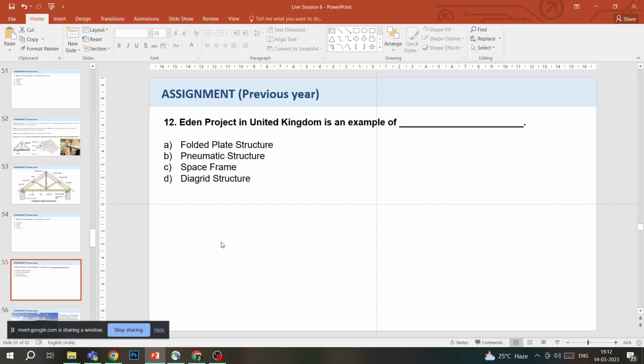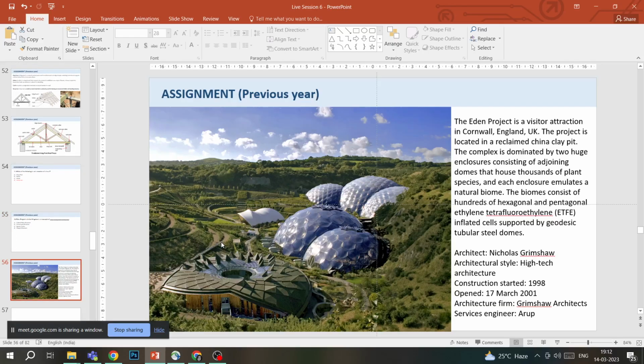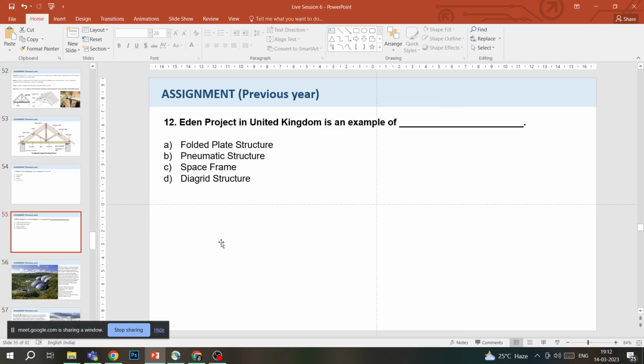Eden project. Yeah, Eden project is the one that I was mentioning before, the dome-like structure. The Eden project in United Kingdom is an example of folded plate structure, pneumatic structure, space frame, or diagrid structure. So this is how the Eden project in UK looks like.